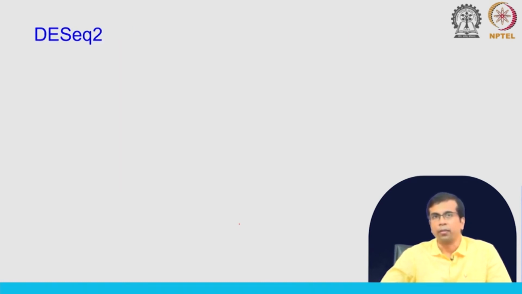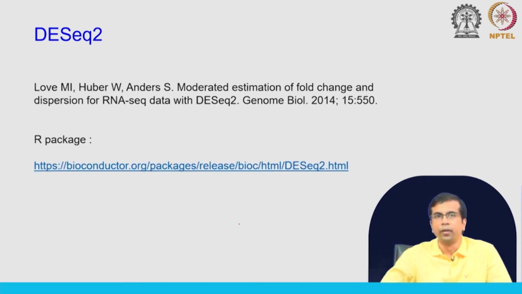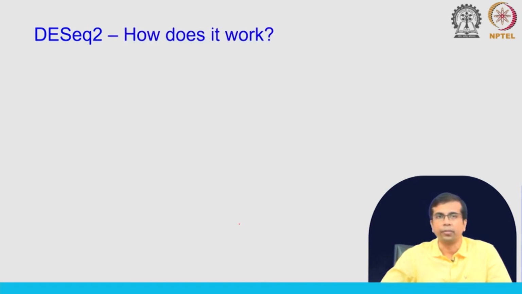So let us now go into details of one of the tools. This is a very popular tool for differential expression analysis called DESeq2. DESeq was the earlier version, and the current version is DESeq2. So, how does this work? Here is the reference for this tool, and then you have the R package. We will install this tool in our hands-on, and use it for differential expression analysis.